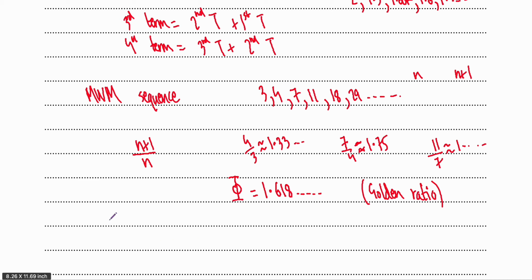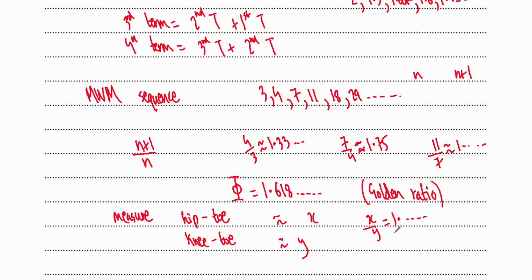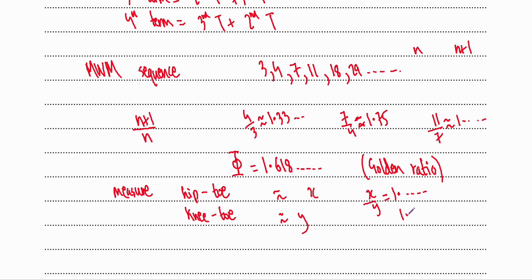So let's try this experiment if you want. Measure the distance from your hip to your toe, or hip to the floor, and then measure the distance from the knee to the toe. Let's say you get this number as x, and you get this number as y, right? When you do x divided by y, it will be equal to 1 point something. And science has shown that the closer this number is to 1.618, the golden ratio, the more scientifically perfect your body is. That's the ratio that humans find appealing or attractive.